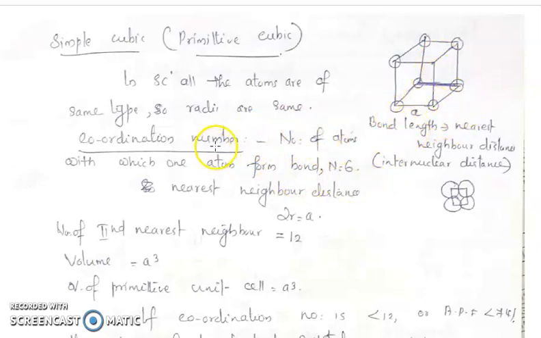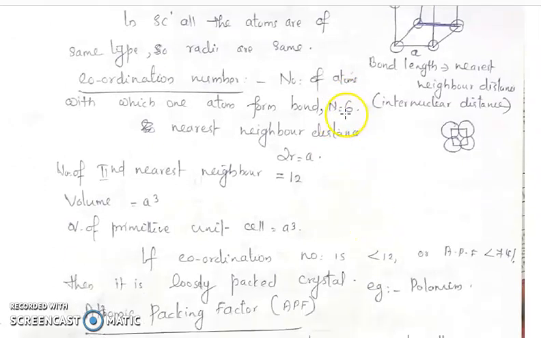Now coordination number is the number of nearest neighbors, that you have studied in degree classes. For each atom, this distance and this distance will be the same, but this distance will be somewhat greater. So the number of nearest neighbors will be 6. That is the coordination number in this case, and you have to note that term: coordination number n is equal to 6 here.